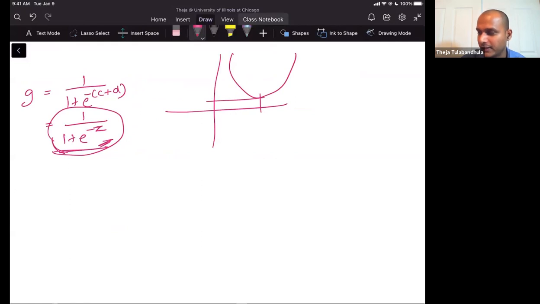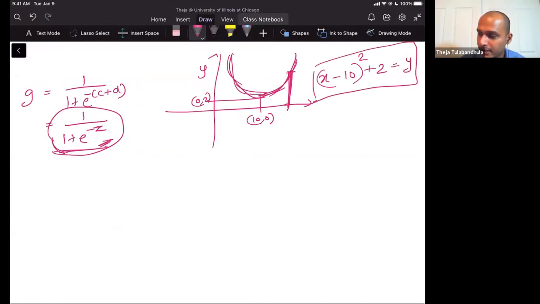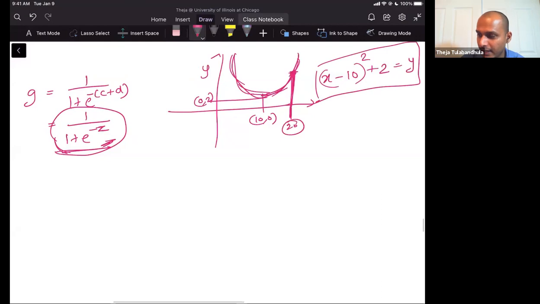If you really want to know, this is like x minus 10 squared plus 2. Let's say this is 0, 2, and this is 10, 0. This is a parabola, a square function. What I want to say is that the gradient of output, let's say y is equal to this function, at a point x, let's say x is equal to 20, is dependent on the value of x. So the gradient is not constant. For example, the gradient at 10 is equal to 0.